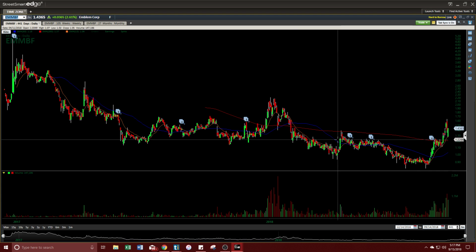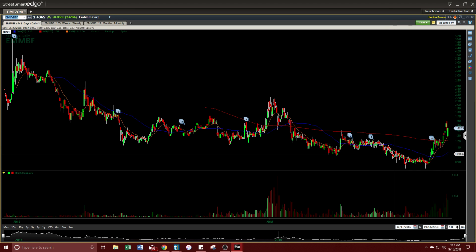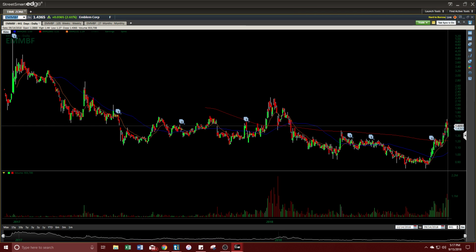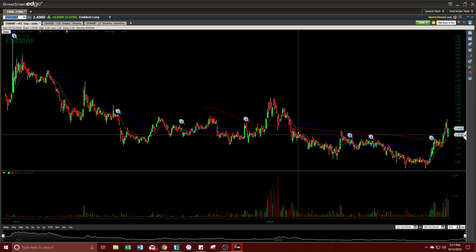Right here acting as a resistance. Right here acting as a resistance. Somewhat acting as a support right here. And then it acted as resistance. Acted as resistance again. Now it's falling back down to this 200-day. I'd be looking for that to hold as support. Because this was a really tough resistance right here, all right here, and somewhat right here, going back all the way right here to February of this year.